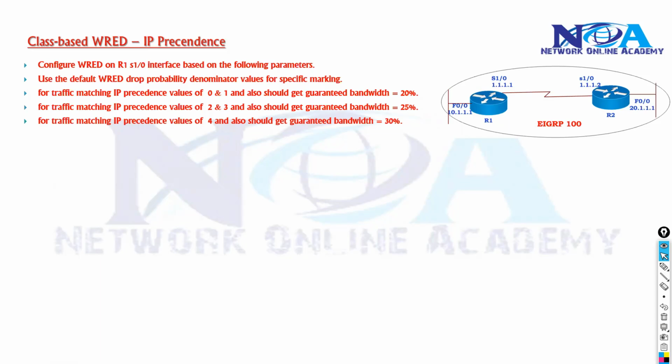Random early detection based on the existing policy maps also. Let's take an example. In my network, based on our previous labs, we have already configured queuing mechanisms, and we have configured some specific traffic to be matched, and based on that we can configure bandwidth reservations. So if you remember, in the previous section we did that.